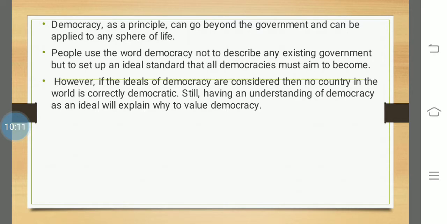Because there are two types of democracy: a good democracy and a minimal democracy, okay? Ideally, no country can establish a perfect democracy. So, what should be the minimal features a democratic country should have, that we must see? Our focus here is on some core institutional features of democracy.